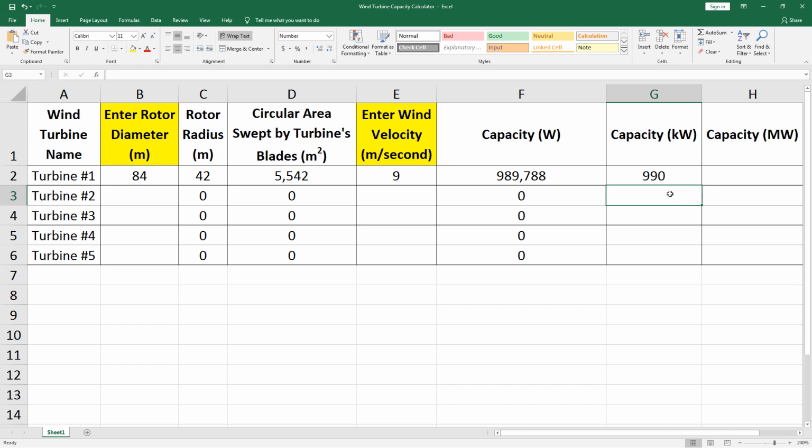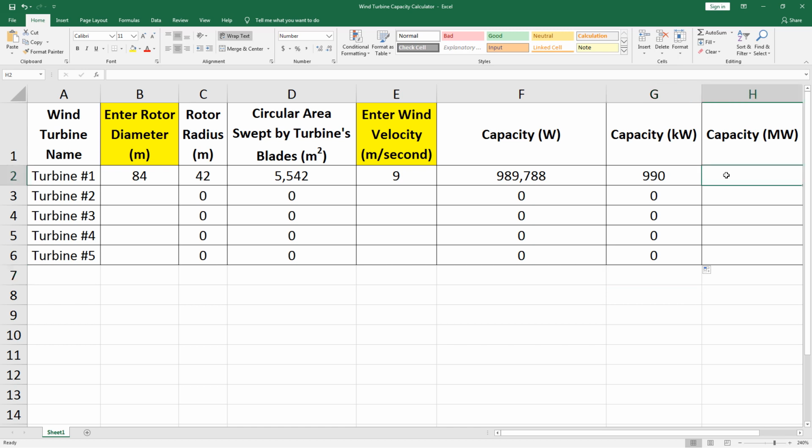Duplicate this formula for rows 3 through 6 by clicking and dragging the small green square in cell G2 all the way to cell G6. Notice that since there are currently zeros in cells F3 through F6, the formula yields 0 for cells G3 through G6.